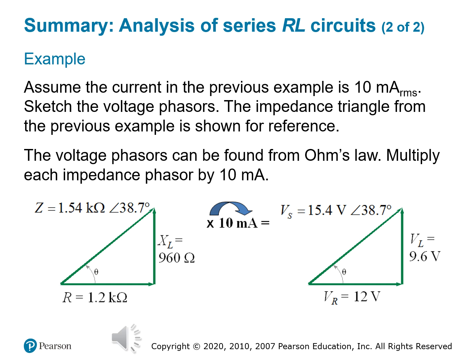So the voltage across the resistor, V sub R, is going to be equal to 10 milliamps times the 1.2 kiloohms, because now we're just dealing with that component, not the total impedance. That ends up being 12 volts, and that's in phase with current. There's no angle difference there. The inductor voltage, V sub L, is equal to 10 milliamps times that 960 ohms, which is 9.6 volts. And this is leading the current by 90 degrees.